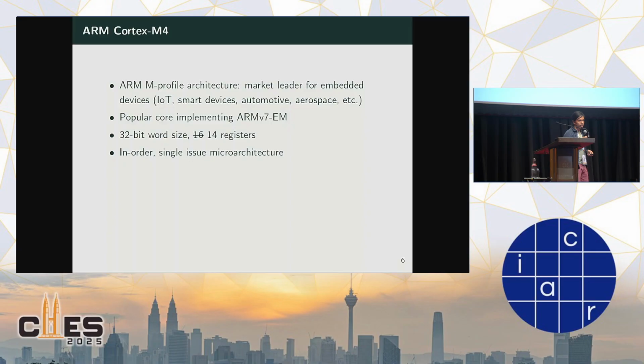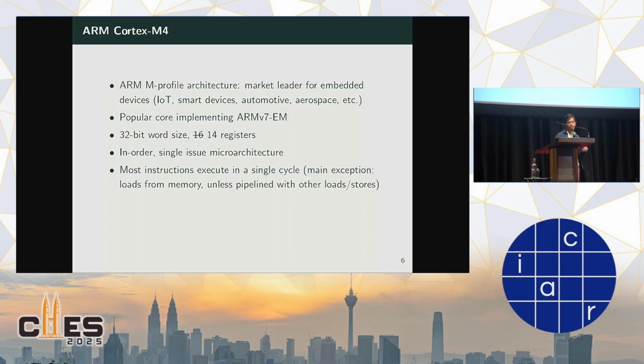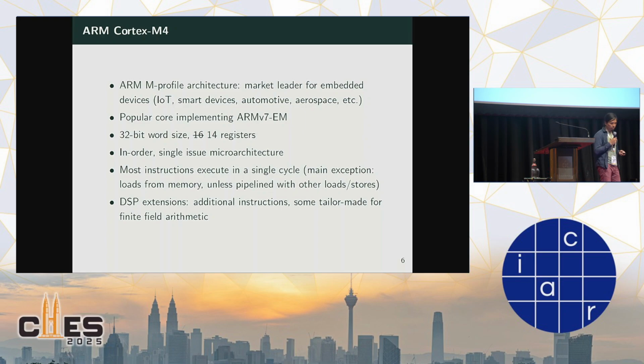They are in-order single-issue microarchitecture, and most of the instructions that we have available execute in one clock cycle. An important exception for us are instructions that load and store to memory. These ones can be pipelined, and then we can get a throughput that gets closer to one instruction per cycle, but it depends on how they are pipelined in the processor. Also, we have something called DSP extensions. I think it stands for, if I remember correctly, Digital Signal Processing extensions. Particularly here, we can find some instructions that are well suited for performing finite field arithmetic.